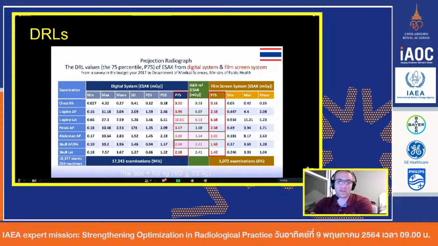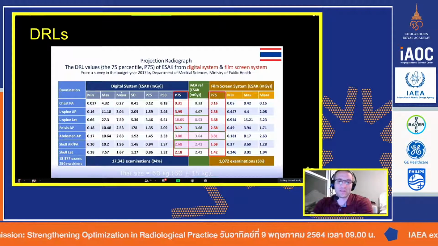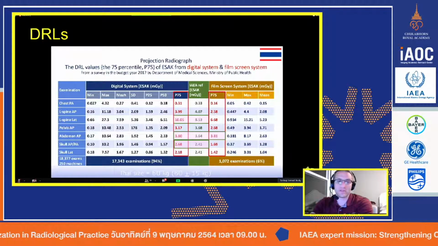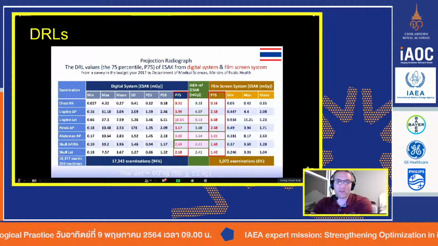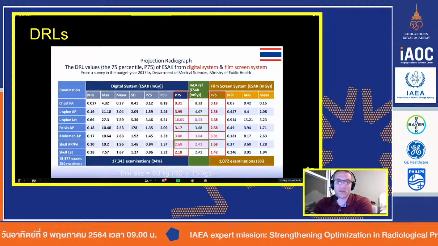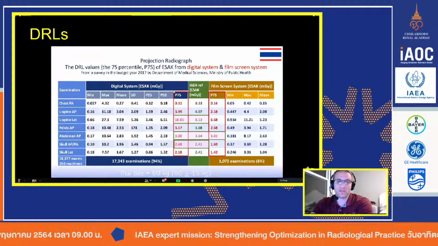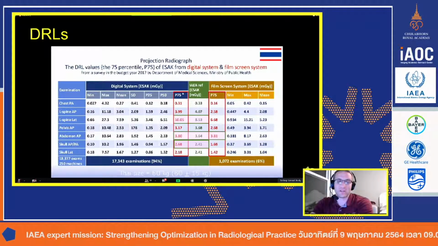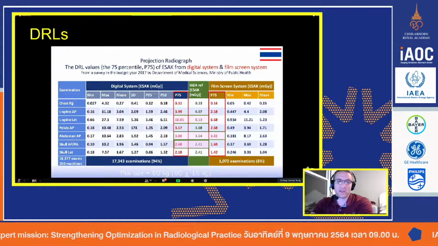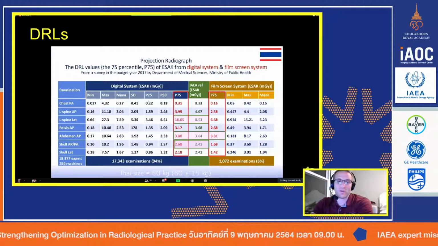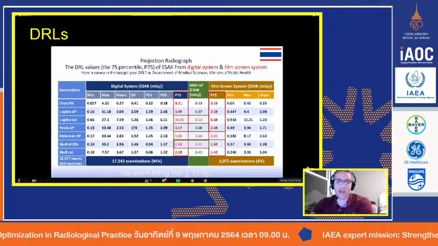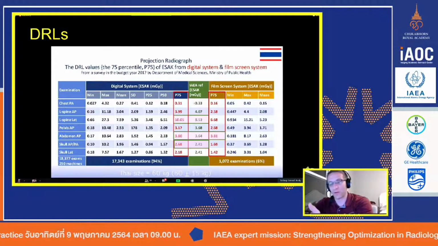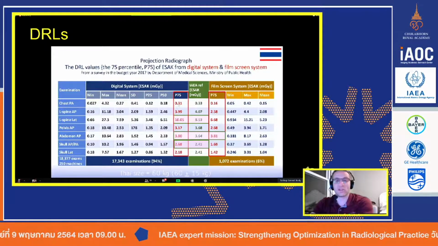It's the third quartile. So you'll have your means and your median values that you can look at. But what you're hoping is that your values will fall underneath. Your median value will be less than the P75, or the DRL. So if you have a chest PA, and its median value is 0.3, then you're at or below the national DRL. So that's good. Maybe room for optimization, but hey, you're below the national DRL.